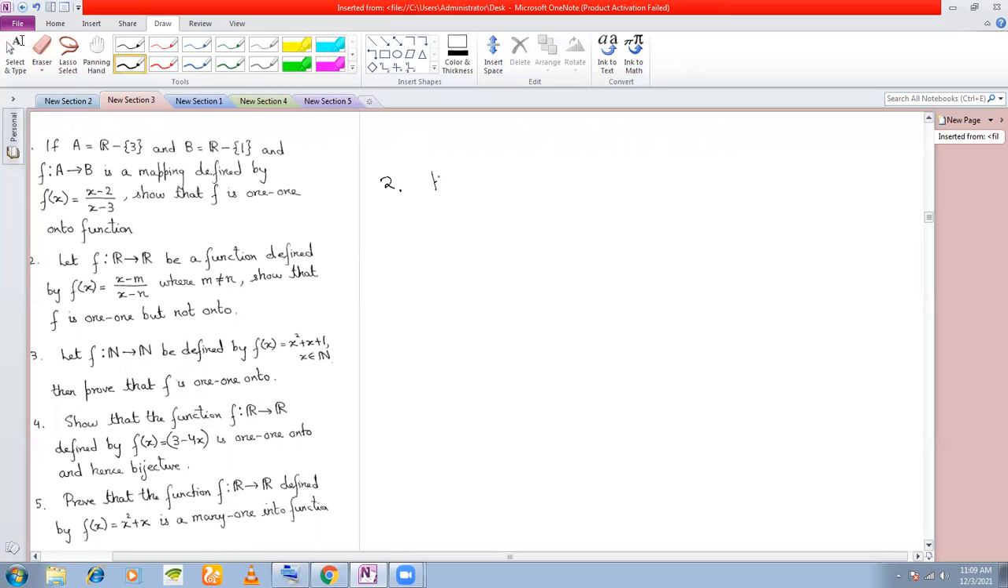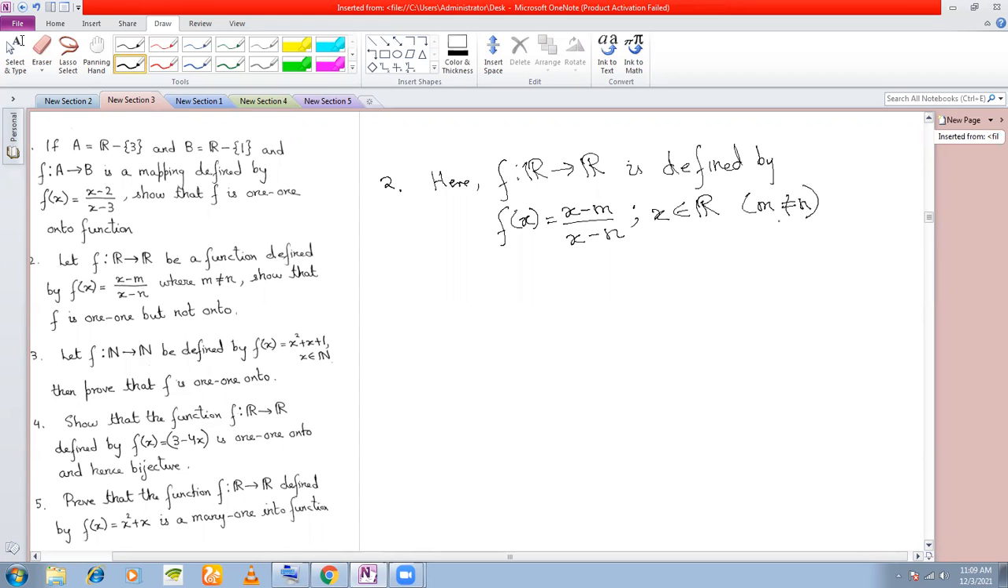Okay, so here f from R to R is defined as f(x) is equal to (x minus m) by (x minus n), where x belongs to the set of real numbers, the set A. See that A and B both are equal to R here. Okay, and also it is given to you m not equal to n. You need to show that f is 1 to 1 but not onto.